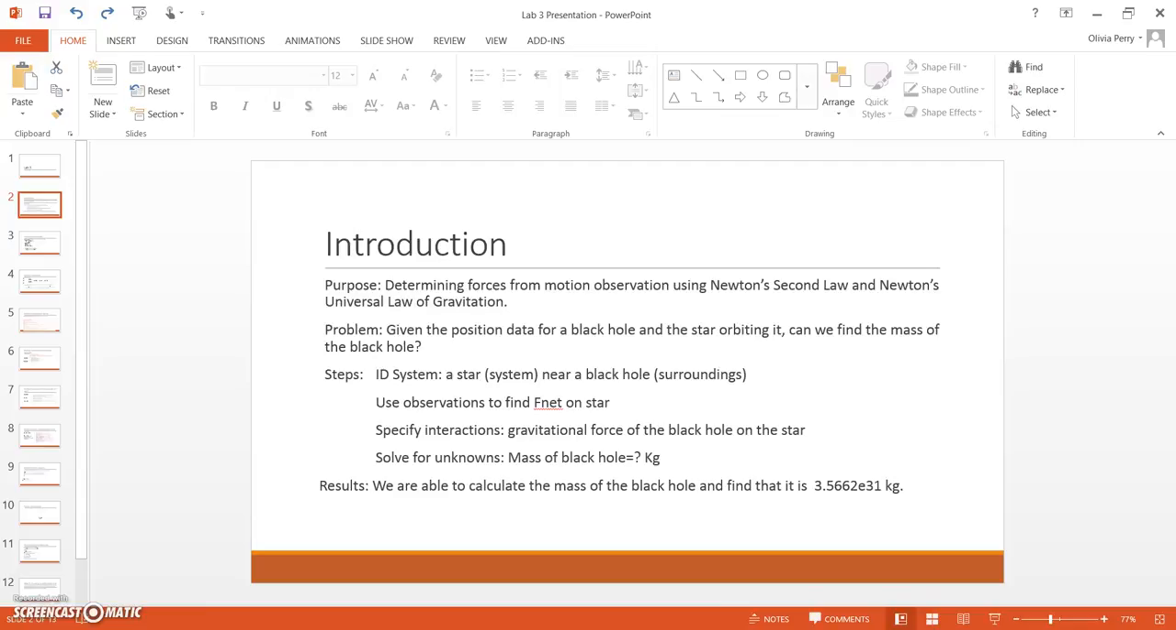In this lab, we are determining forces from motion observation using Newton's second law and Newton's universal law of gravitation. Given the position data for a star orbiting a black hole, I use the following steps to solve for the mass of the black hole.